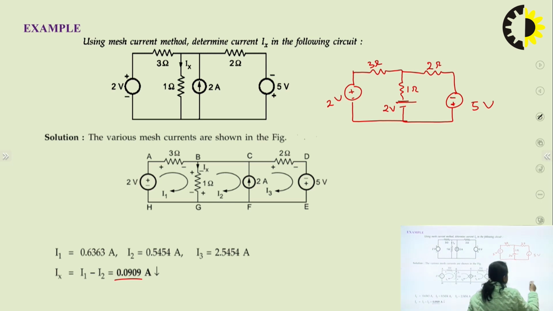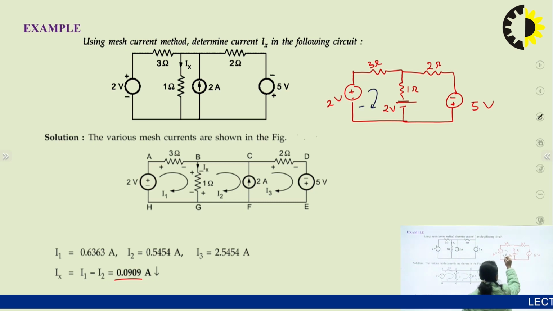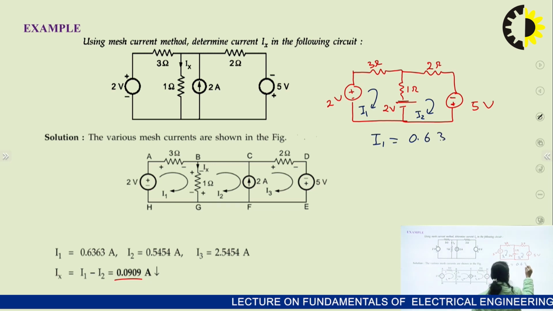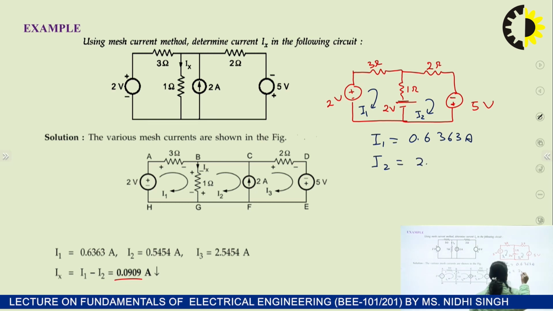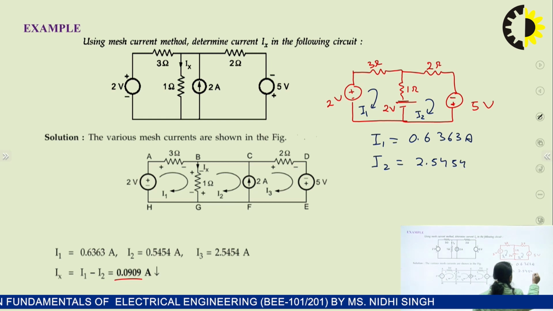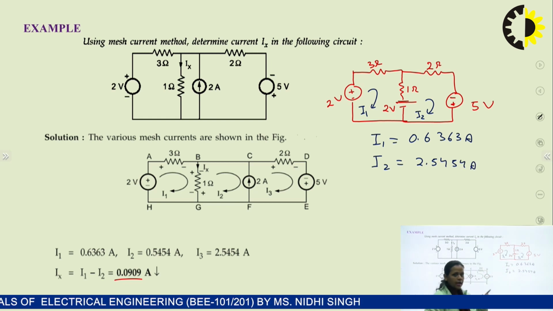So if you solve this, now after doing the source transformation, the circuit will look like this. And if you solve this, assume I1 here and assume I2 here, right? So if you solve this, you will get I1 equal to 0.6363 ampere, and I2 equal to 2.5454 ampere, right? And we have to find the value of Ix according to this circuit.